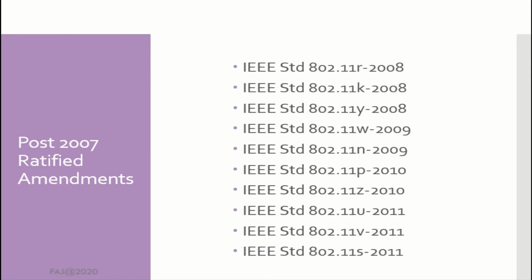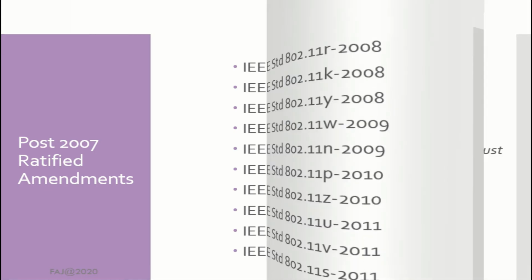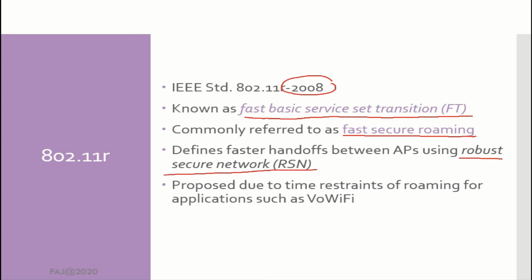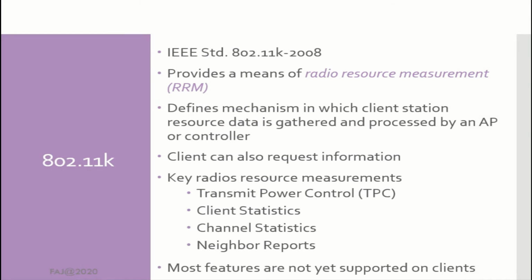Post-2007 ratified amendments from 2008 until 2011, starting from R, K, Y, W, and N, P, Z, U, V, S. Start with 802.11r, published in 2008, known as Fast Basic Service Set Transition, FT, commonly referred to as Fast Secure Roaming. It defines faster hand-off between APs using Robust Secure Network RSN. 802.11k 2008 provides a means of radio resource measurement RRM.